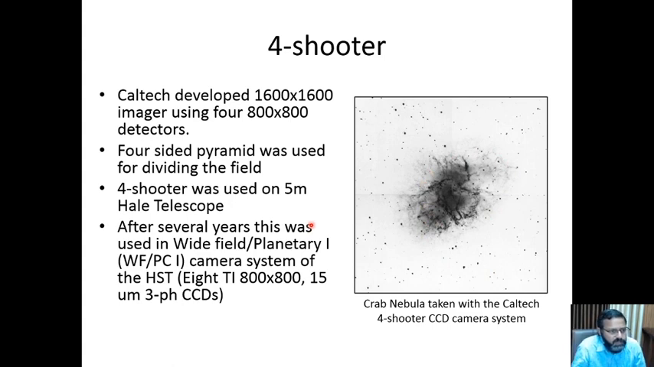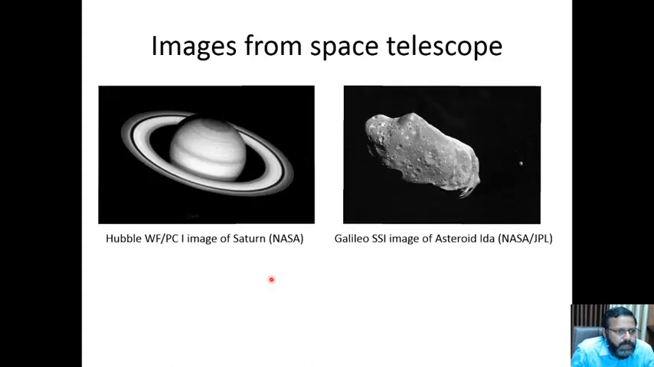So later on, this concept materialized, and they finally used 8 such detectors with the HST, which flew along with the space telescope. So this is the image of Saturn taken by the Hubble Space Telescope in the early 90s using the array of 8 cameras called the Wide Field Imager.